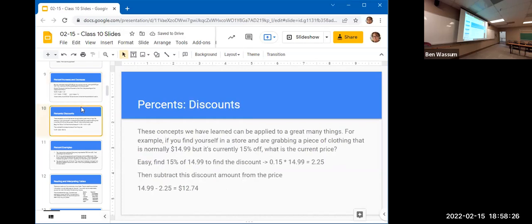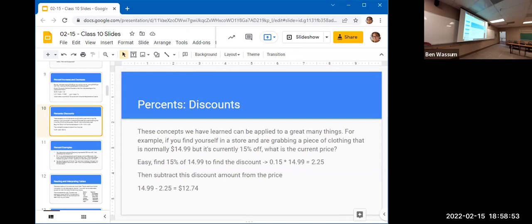Now, discounts are the same as a percentage decrease, except usually you're talking about dollar amounts, right? So in this case, if you have something that's $14.99, but it's 15% off, you might be asked a couple of different things. How much is coming off? What's the discount amount? And then what is the current amount after the discount? What is the discounted price?